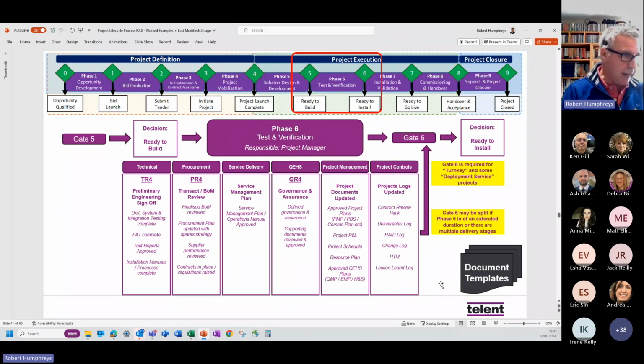So when we get to that gate 6, when you're saying, I'm ready to install, we've got everything done, we've done the initial testing, I'm now ready to start rolling this out onto the client's network. Are we actually at the stage where it's safe to put it out on the client's network? Have we gone through that preliminary engineering sign-off? Are we ready on the procurement side to make sure that we've got a BOM that we know works? Service delivery, have we got that service management plan in place? On the QHS side, have we got the governance and insurance looked at? And once again, project management, have we got those documents updated to reflect the state of the project, and the logs absolutely up to date to make sure that we're delivering against those controls?